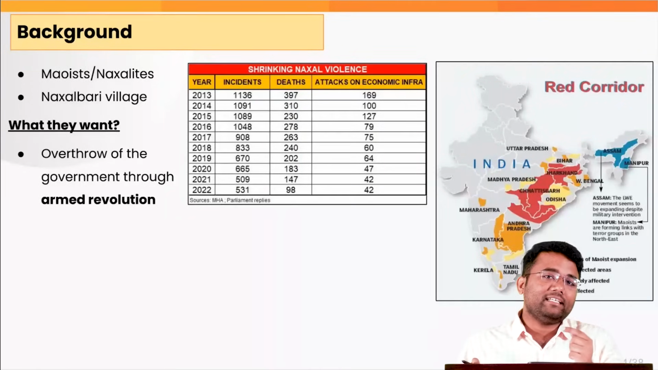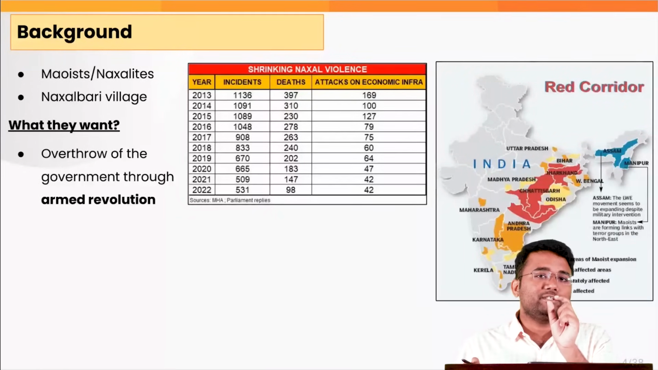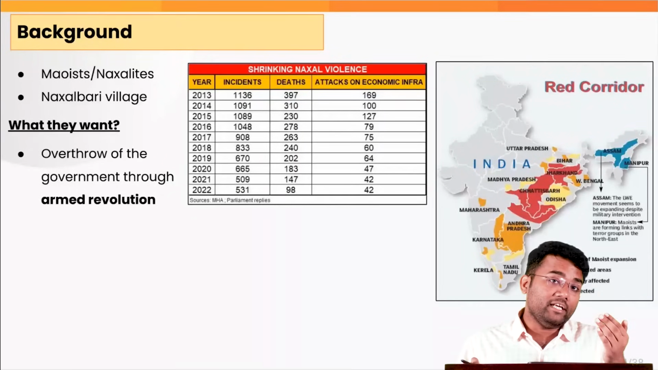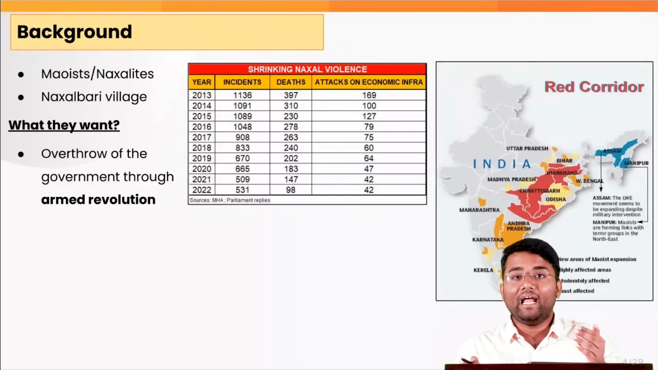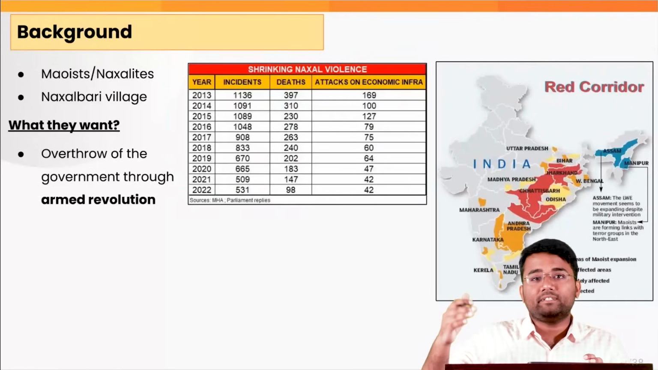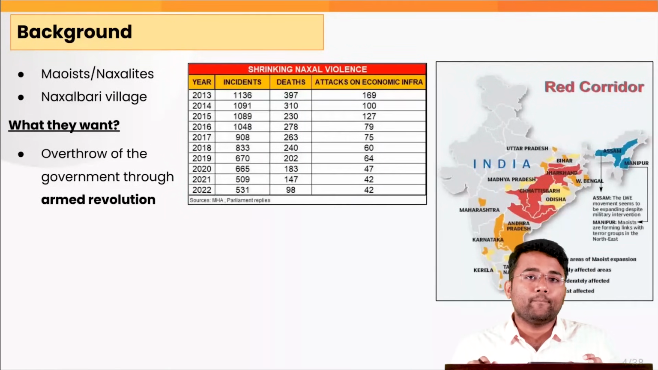It started with a small dispute between landlord and peasant, and later culminated into a full-scale movement, and it has also gripped various other eastern states like Andhra Pradesh and Chhattisgarh, etc.